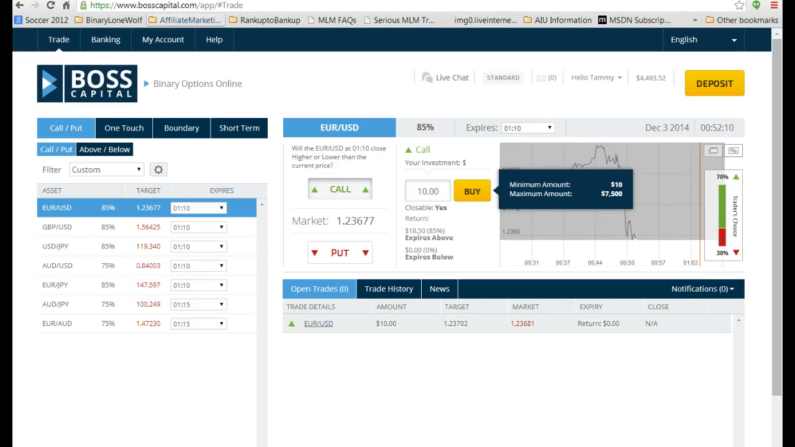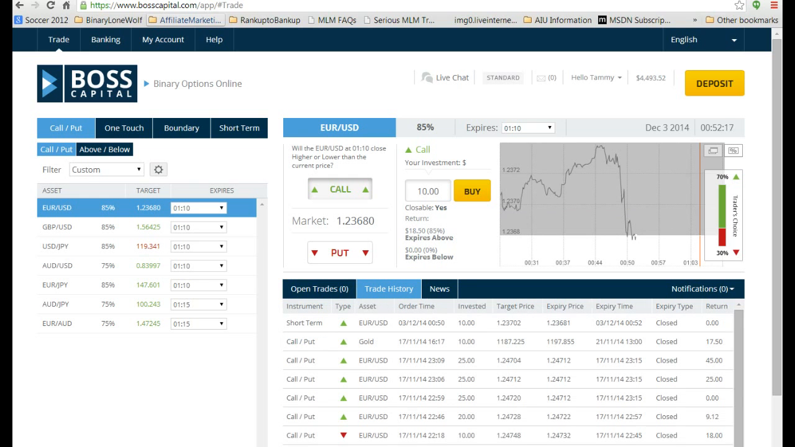That trade just ended and it lost. In just a second, if you click on trade history, it will show you the trade that you just took, and it'll say short term. Short term is what I just did. For longer trades, it'll show call or put, and this trade right here lost.